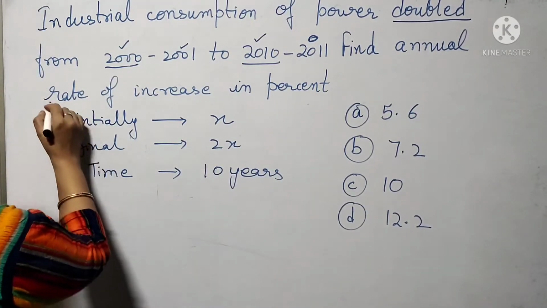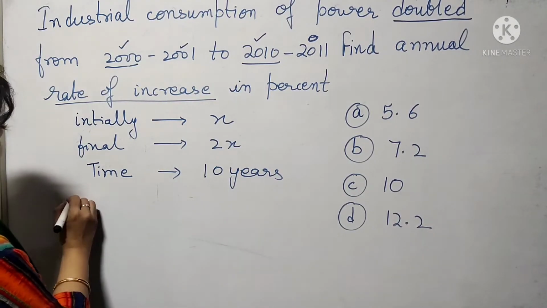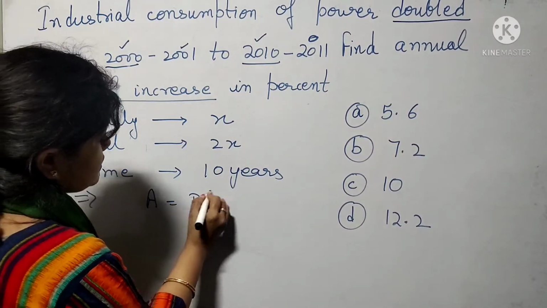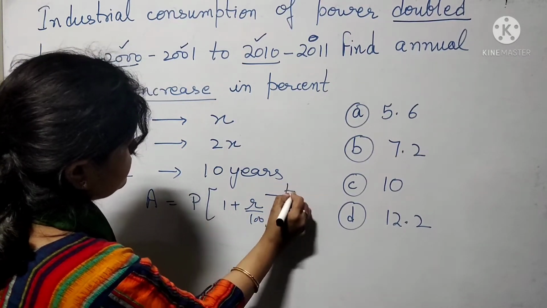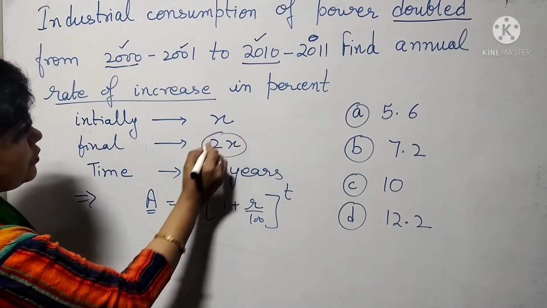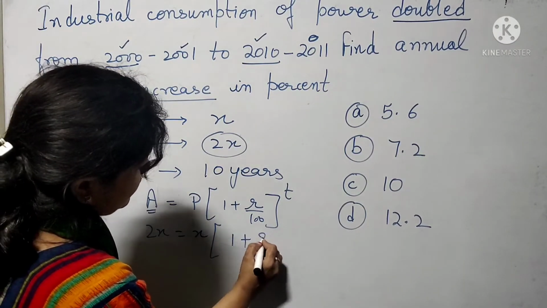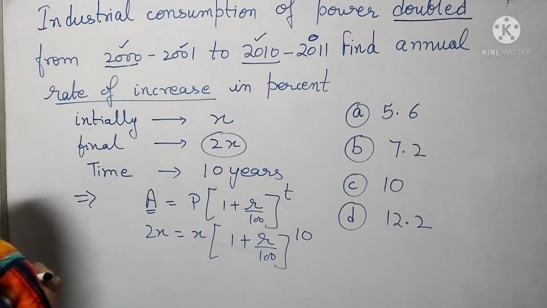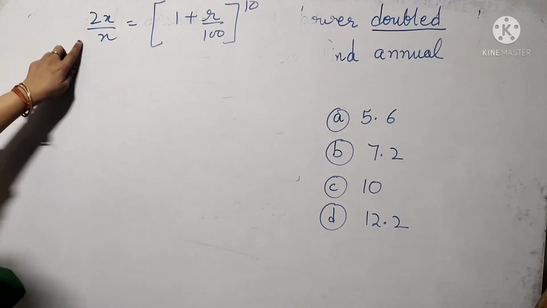Now we have to find the rate of increase. So whenever there is a rate of increase or rate of depreciation etc., you again use the formula of percentage or compound interest: 1 plus r by 100 to the power t. Now this amount becomes 2x, this becomes x, and we have to find this rate of interest, and time becomes 10. Okay. So in this way, now we have to solve this equation.